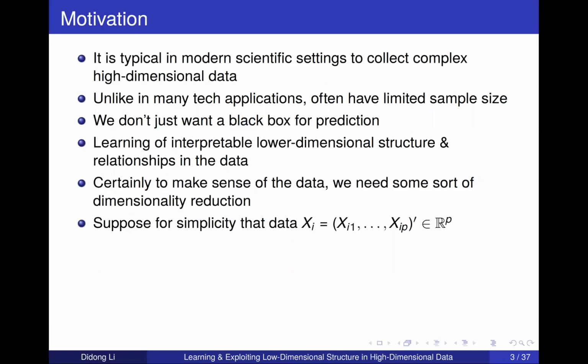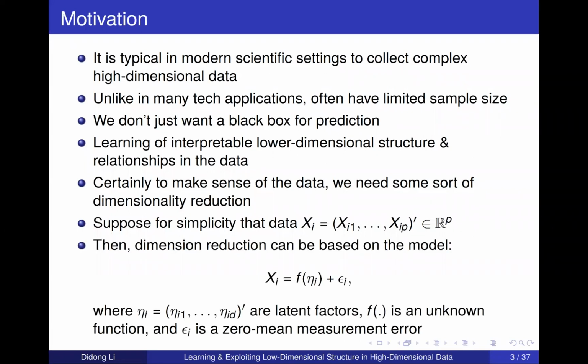Suppose for simplicity we have some IID samples x_i living in high-dimensional Euclidean space R^p, where p is the dimension of the ambient space, which can be large. The dimension reduction method can be based on the model x_i = f(eta_i) + epsilon_i, where eta_i is called the latent factors living in a low-dimensional space. Here we assume the intrinsic dimension d is much smaller than p, the ambient dimension, and f is some unknown function we want to learn, and epsilon_i is the measurement error. We always assume epsilon_i follows, for example, a Gaussian distribution with zero mean.